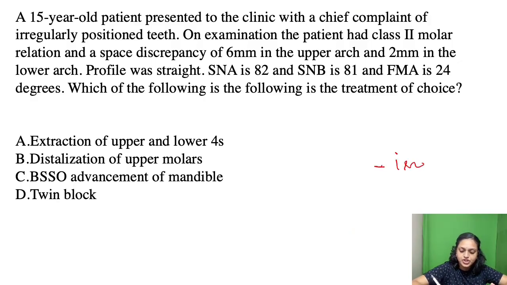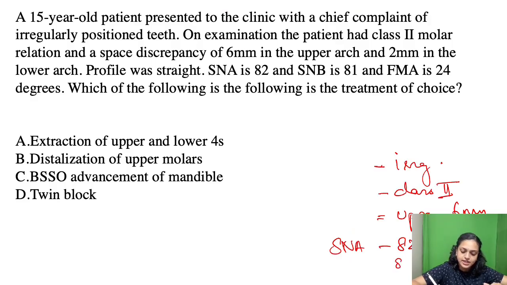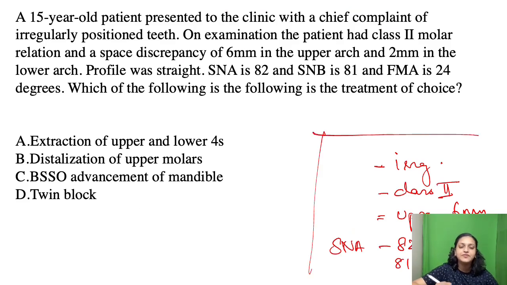So irregularly arranged teeth; the patient has not complained of proclination. The patient has a class 2 molar relation. Then the space discrepancy in the upper arch is 6 mm, lower arch is 2 mm. They have also given you cephalometric values: SNA is 82 degrees, SNB is 81, FMA is 24. So this is the information we have, and we need to come up with a treatment plan. Sometimes they may give you cephalometric values, or they may just tell you the mandible is retrognathic, the maxilla is prognathic, like that. Whatever it is, we need to just write it down so that you tick all the points.